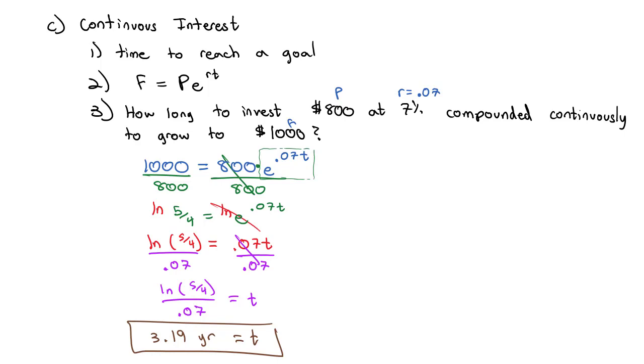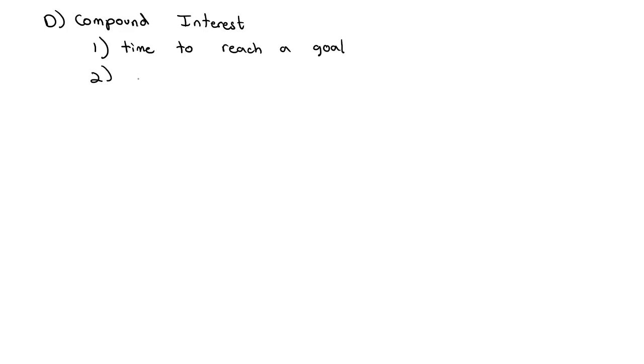Well, if we can use this process to find out how long it takes to reach a goal with continuous interest, it might beg the question of how long would it take to reach our goal with regular compounded interest. So let's change the problem slightly. Let's look at compound interest. Again, we're going to look at the time it takes to reach our goal. But this time we're going to use the compound interest formula, which we saw in a previous video, that the future value is equal to the present value times 1 plus the interest rate divided by the number of compounds in a year, times the number of compounds in a year times t as an exponent.